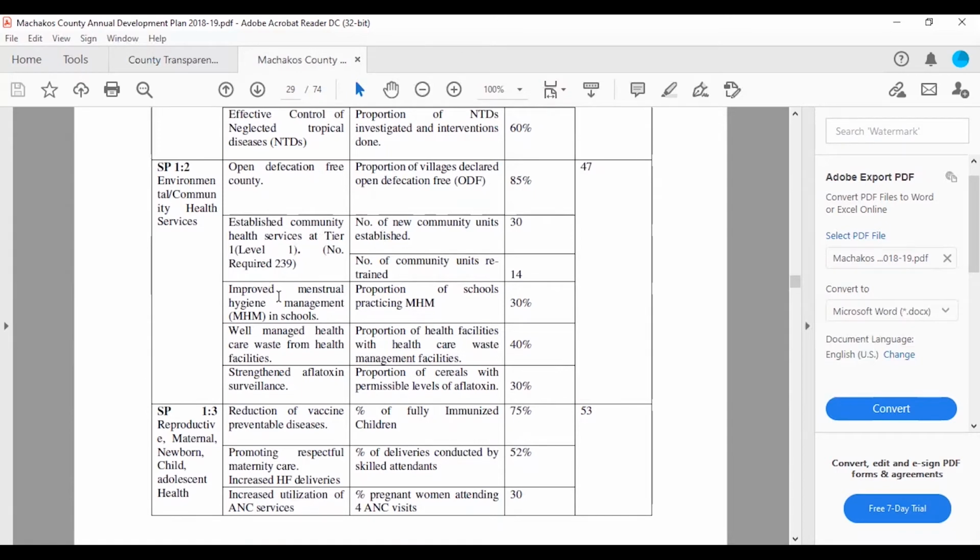You can also see here they said improved menstrual hygiene management in schools, the proportion of schools practicing MHM, and they put the target at 30%. Strengthened aflatoxin surveillance, they put the target at 30%. So you can see the money allocated to achieve all this is 47 million.